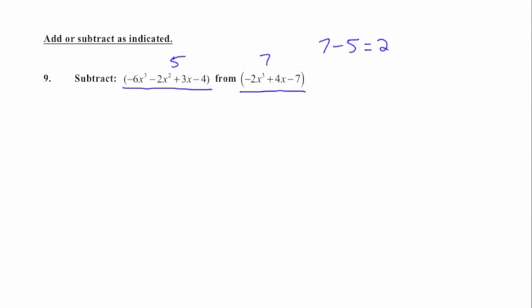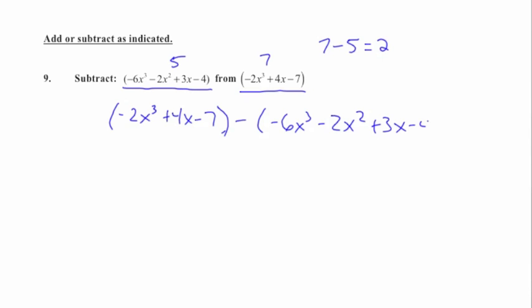So I want to start with this last polynomial, which is negative 2x cubed plus 4x minus 7, and I want to subtract from that this starting polynomial, which was negative 6x cubed minus 2x squared plus 3x minus 4. Okay, so I'm subtracting a whole quantity here, a lot of things inside of this polynomial. So what I want to do is distribute this negative to get the parentheses out of my problem. So I'm going to take this negative or subtraction sign and distribute it to every single term inside these parentheses, and I'll rewrite the problem.